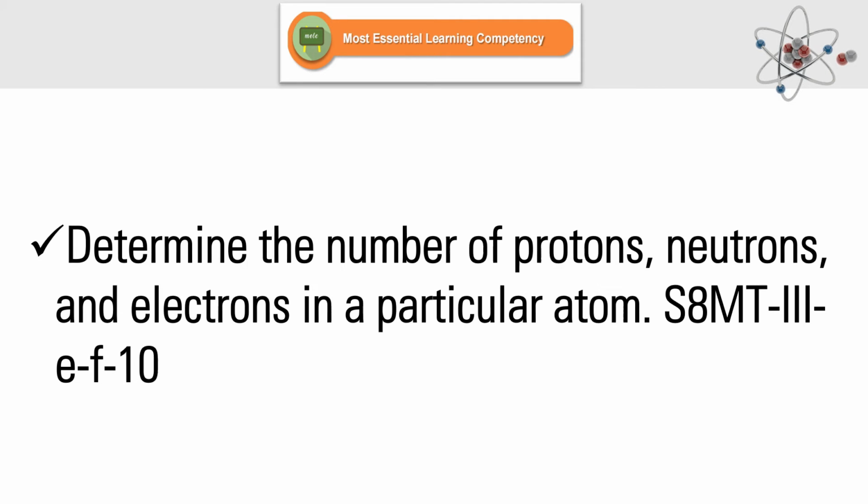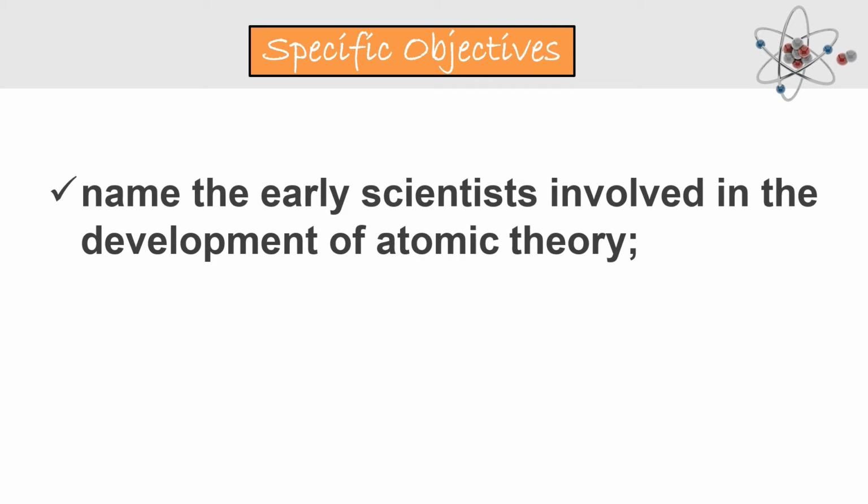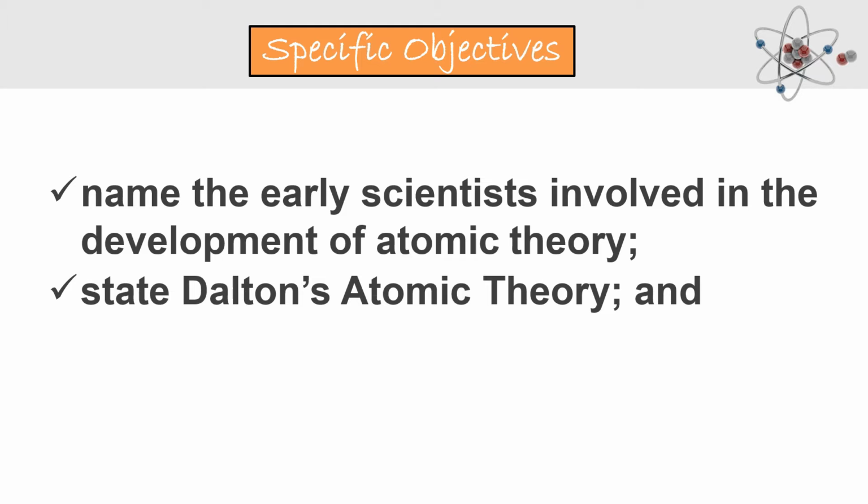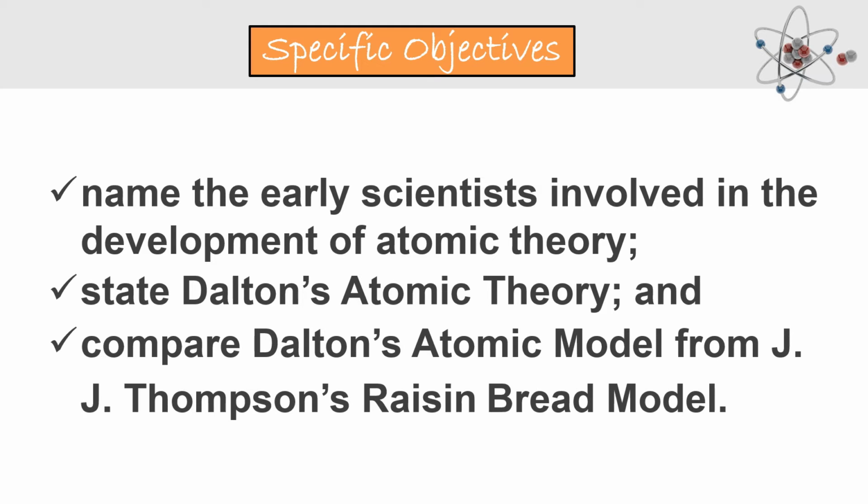The most essential learning competency for this lesson is to determine the number of protons, neutrons, and electrons in a particular atom. Your specific objectives are the following. Name the early scientists involved in the development of atomic theory. State Dalton's atomic theory and compare Dalton's atomic model from J.J. Thomson's raisin bread model.